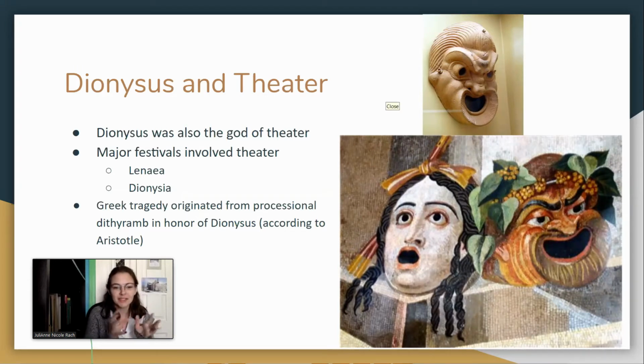And actually, Greek tragedy originated from the worship of Dionysus. So the dithyramb in honor of Dionysus, according to Aristotle in his Poetics, is kind of like a hymn to Dionysus, which is often sung by the satyrs. And Aristotle says that that's where we get the genre of Greek tragedy. And he also says that, unfortunately, we don't really know what happened with comedy.